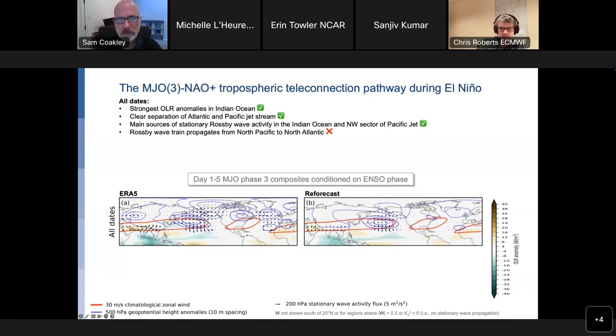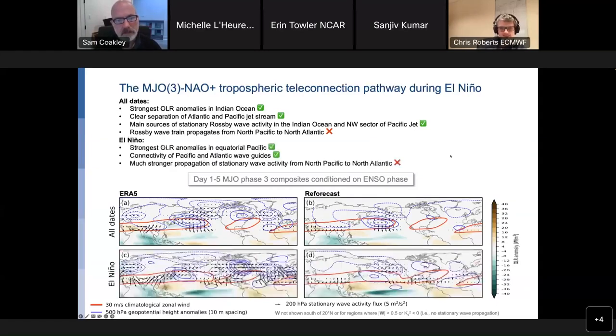But what we're missing is this wave train that propagates from the North Pacific into the North Atlantic. This connection between the North Pacific and the North Atlantic is also missing when we really focus on the El Nino initial conditions, where you see it's much stronger in ERA5, but again, it's missing in our reforecast. So when we just focus on these El Nino initial conditions, again, we do a reasonably good job at capturing the OLR anomalies. We also get this stronger connectivity between the Pacific and the Atlantic waveguides.